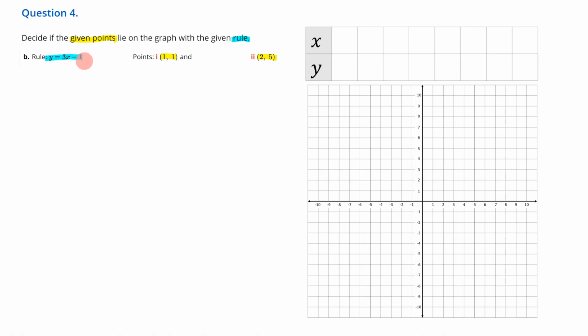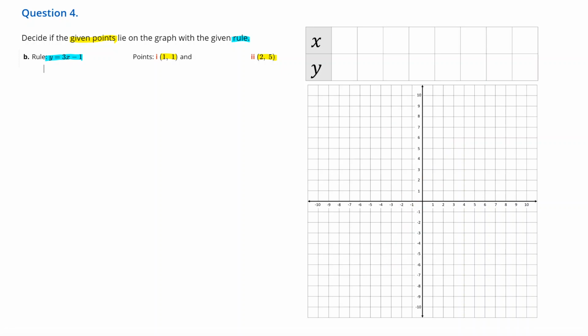What we're going to do is we're first going to graph it. So to graph it, we'll first create a table of values, and that will give us some points, which we can then put onto our Cartesian plane. And then we can use our ruler to join up those points to create a line.